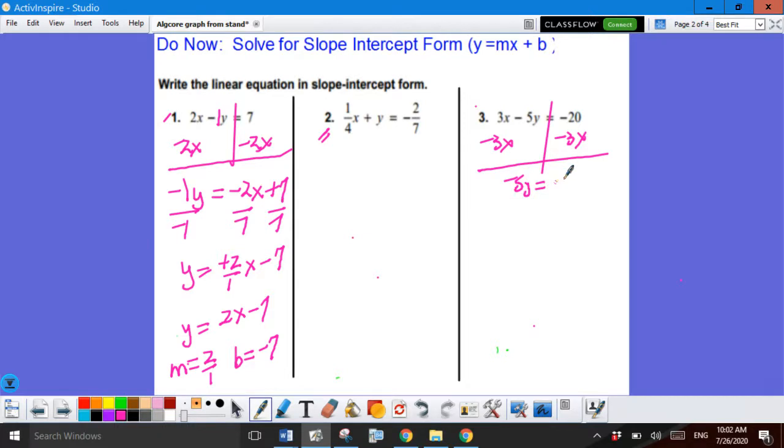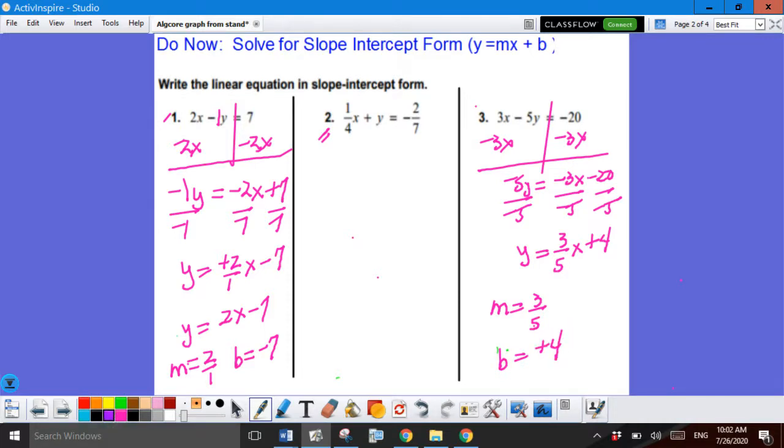All right, this guy, move the 3x. Negative 5y equals negative 3x minus 20. Divide by negative 5. Y equals negative is positive, so positive 3/5 x, and negative 20 divided by negative 5 is a positive 4. So my slope is going to be 3 over 5. My y-intercept is a positive 4.